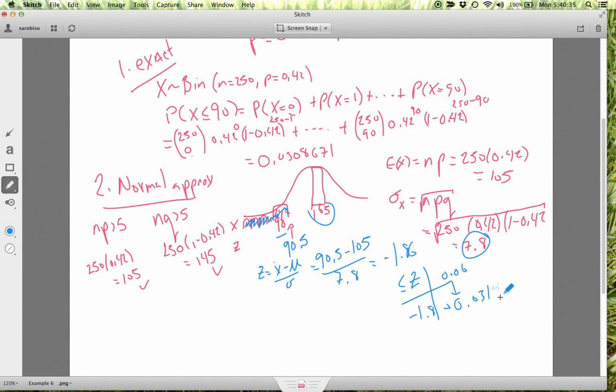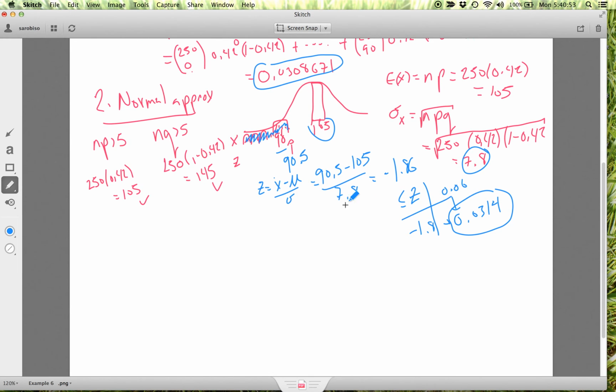0.0314. I'm not going to show you how to do this by Minitab, because if you had Minitab, of course you would just use the exact calculation. But you can see here that these two probabilities are relatively close to each other.